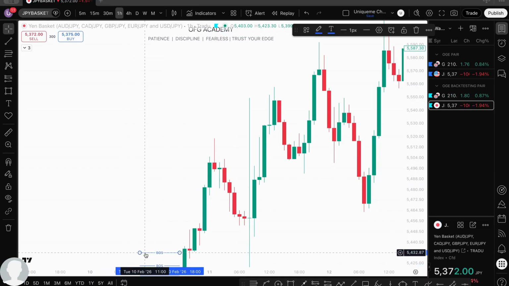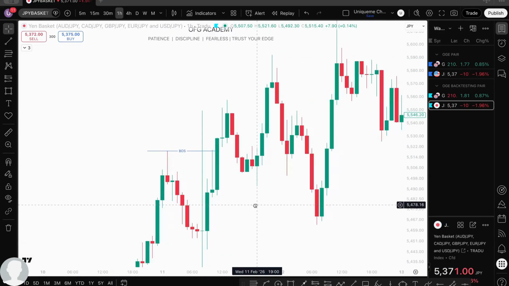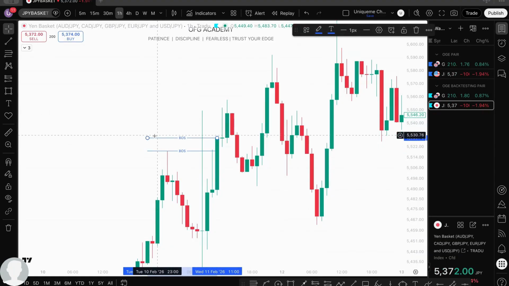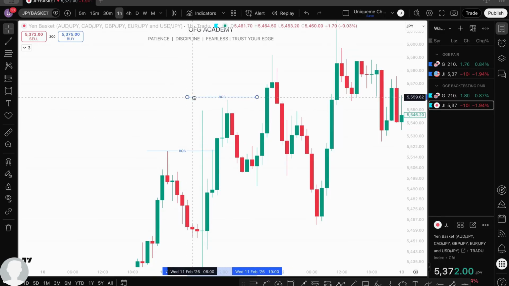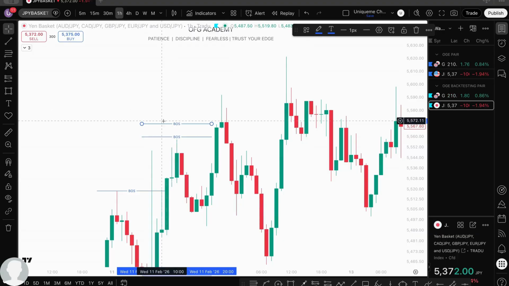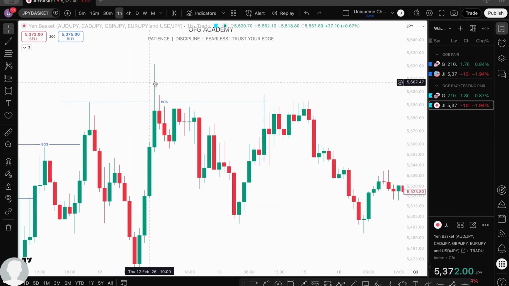Now, when marking all these structures, that's where your PD array comes in, your order block, your breaker block, your mitigation block, your rejection block, fair value gap, liquidity void, and your old lows and old highs. You can usually use equal lows and equal highs. This is a break of structure. Now, if I was using the weak structure, there was no break of structure here because it came out with a weak retracement, a weak break of structure. So this is not a break of structure at all.